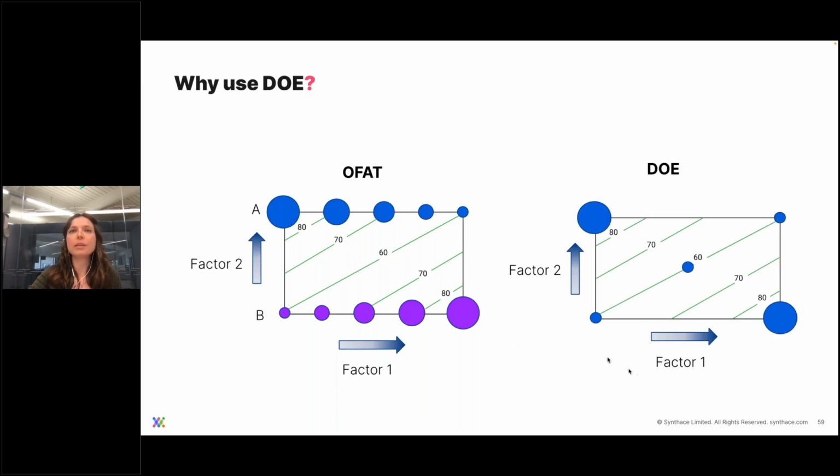But in contrast with DOE, what you do is you vary both factor 1 and factor 2 at the same time. And so the end result is you are screening fewer conditions. So you can see here by the number of points, we have 5 here, 5 here, so 10 in total. Here you've screened 5 as well, but you understand so much more about your system.